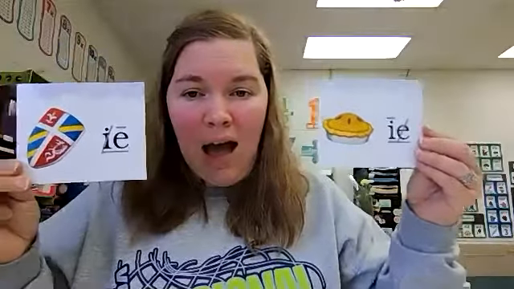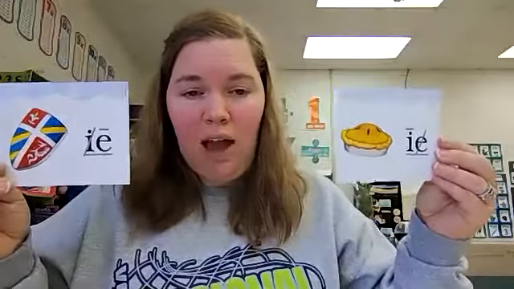So again, digraph IE can say I, like pie, or E, like shield. I or E for digraph IE. So we just have to try them and see which one sounds better and makes a real word. So we are going to get some practice with coding and reading words with digraph IE on our worksheet. I'll see you there.